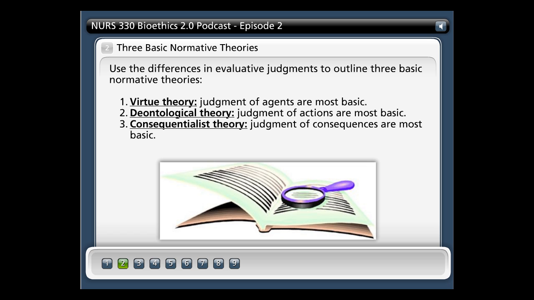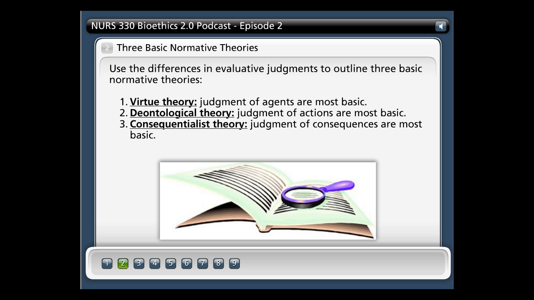Three basic normative theories. To review, if we separate the three components from the diagram and focus on evaluating that component as being most important for morality, we can derive three of the fundamental ethical theories. If we ascribe certain virtues to the agents who perform actions, and believe those virtues to determine the actions and the consequences that result from such actions, we would be virtue theorists.